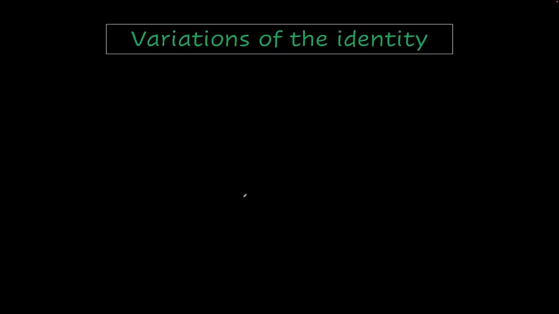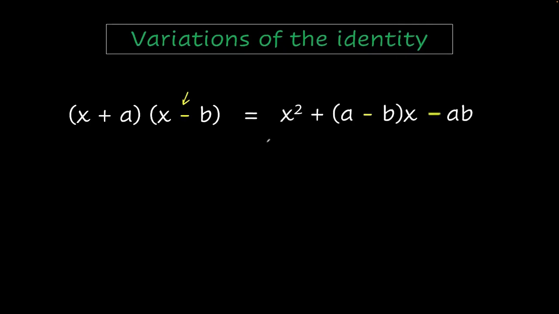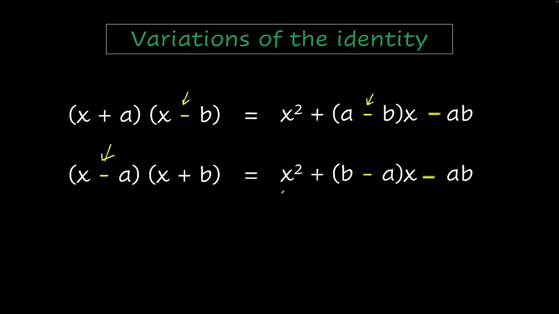Now let's see some variations of the identity. (x + a)(x - b). So instead of a plus, we have a minus. So how does that change the expression? We get x squared plus (a - b) times x minus ab. Everything remains the same. Instead of (a + b) into x, you get (a - b) into x. If the minus is here, (x - a)(x + b), then what happens? Then we get (b - a). You get x squared plus (b - a) into x minus ab. Instead of (a + b) into x, you get (b - a) into x.